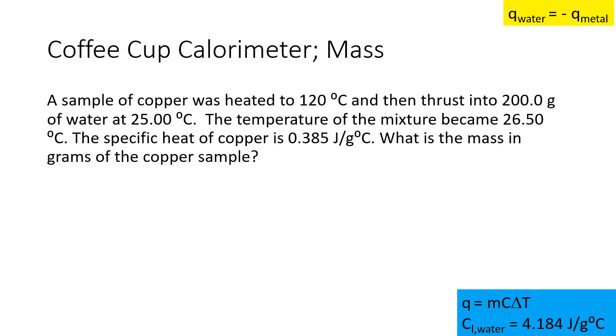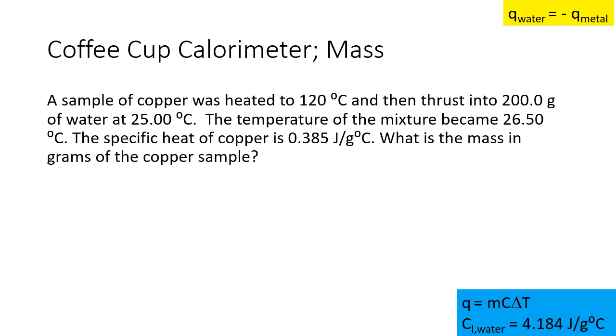All right, so in this case, Q water is equal to Q metal, and the metal is copper. We know that from the law of conservation of energy. So each material is experiencing a temperature change without a phase change, and therefore Q equals mCΔT for both water and for copper.